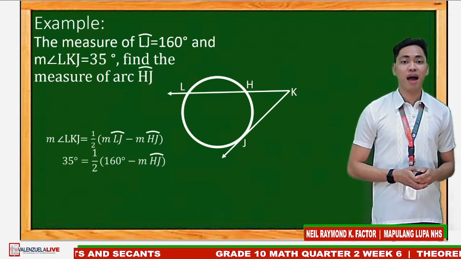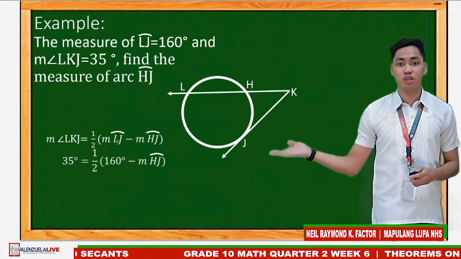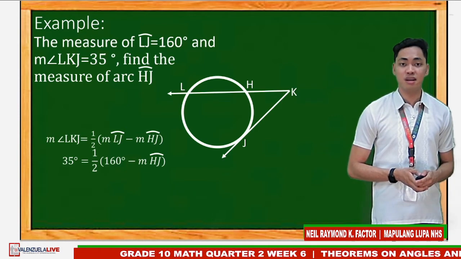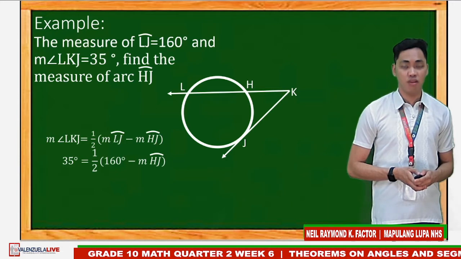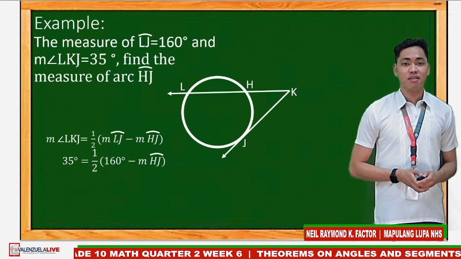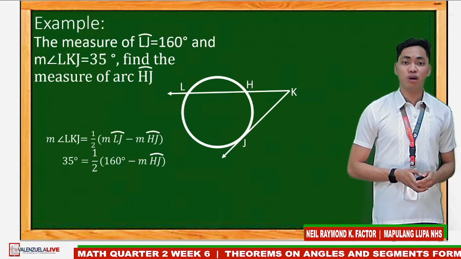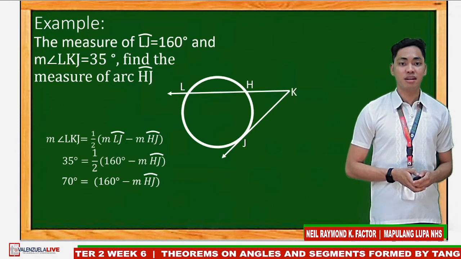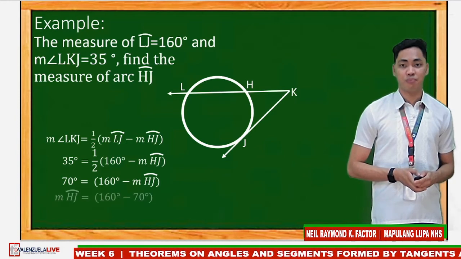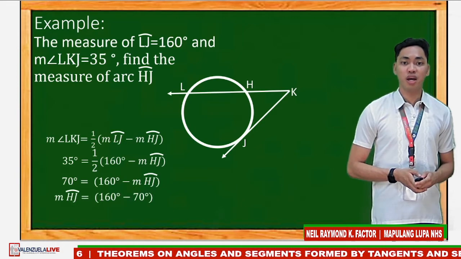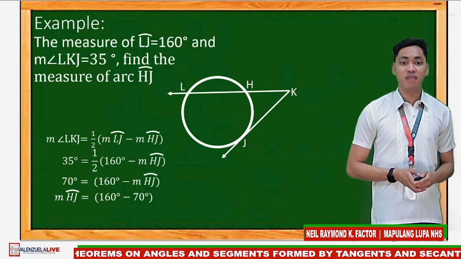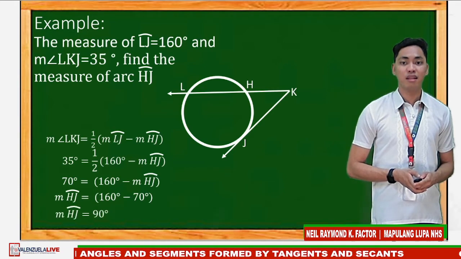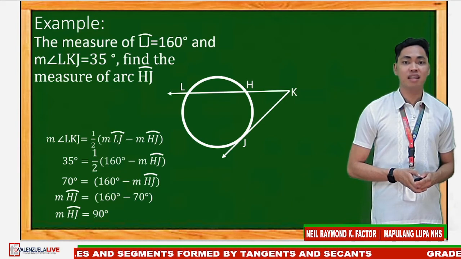So the measure of angle LKJ is 35 degrees. We substitute that: 35 degrees is equal to 1/2 the difference of 160 degrees minus the measure of arc HJ, the one we are looking for. Then we multiply 2 to the whole equation. We now have 70 is equal to 160 degrees minus the measure of arc HJ. Then the measure of arc HJ is now 160 degrees minus 70 degrees, by using the addition property of equality. We subtract that, and our final answer would be 90 degrees.